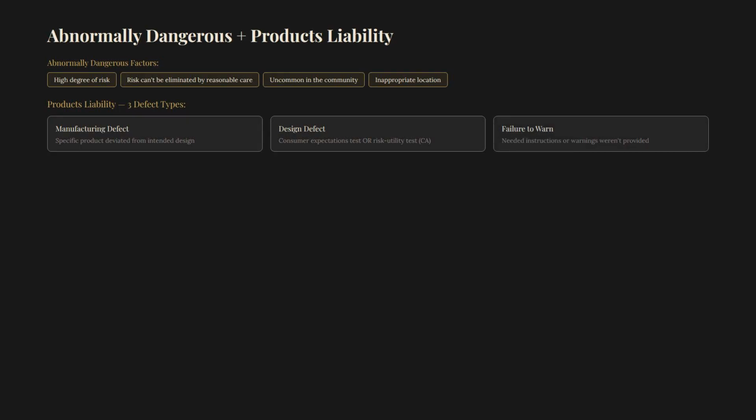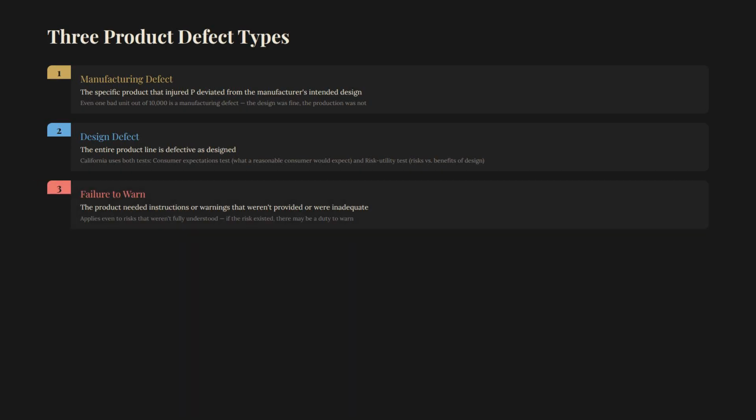Third, products liability with its three defect types: manufacturing defect, design defect, and failure to warn. A manufacturing defect is when the specific product deviated from the intended design. A design defect can be analyzed under the Consumer Expectations Test or the Risk Utility Test in California. And failure to warn is when the product needed instructions or warnings that weren't provided.